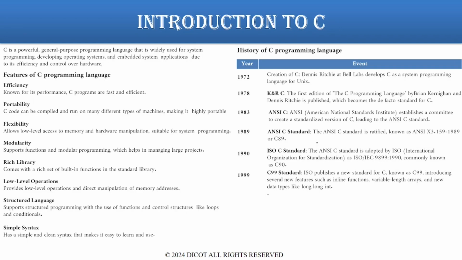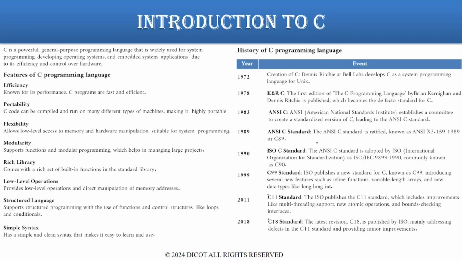1999, C99 standard: the ISO publishes a new standard for C, known as C99, introducing several new features such as inline functions, variable length arrays, and new data types like long long int. 2011, C11 standard: the ISO publishes the C11 standard, which includes improvements like multi-threading support, new atomic operations, and bounds-checking interfaces. 2018, C18 standard, the latest version: C18 is published by ISO, mainly addressing defects in the C11 standard and providing minor improvements.